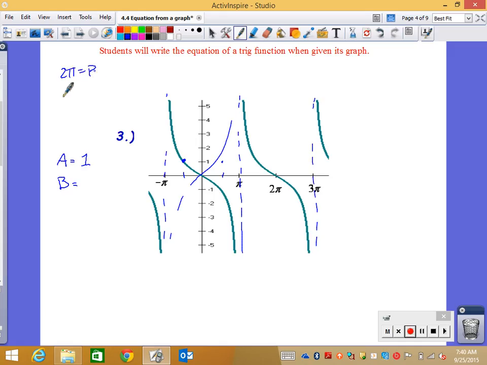So let's figure out what b is from there. Pi over b is equal to my period for this curve, 2 pi. Cross multiply, I get that 2 pi b is equal to pi. Pi's cancel, and my b then is 1/2.